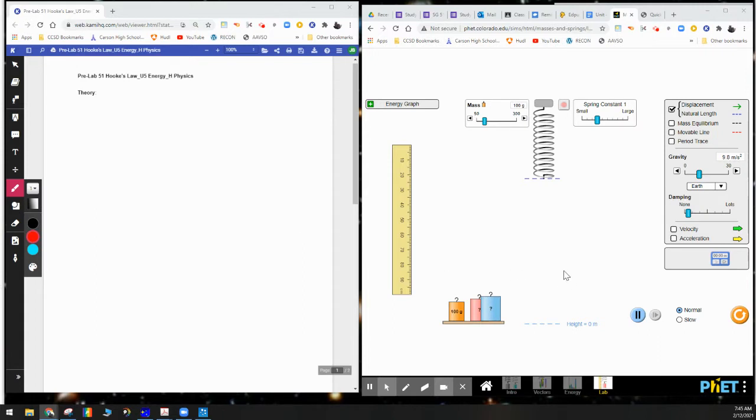All right, so I'm going to show you a simulation over here, and we're going to do the actual lab in class. So we'll talk a little bit about what Hooke's Law is.